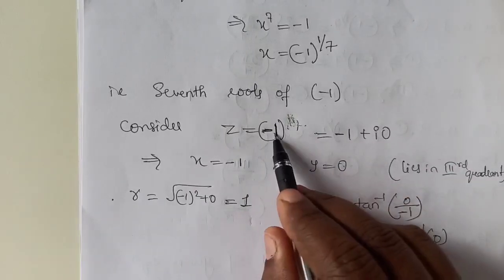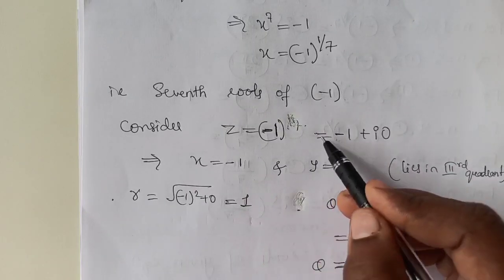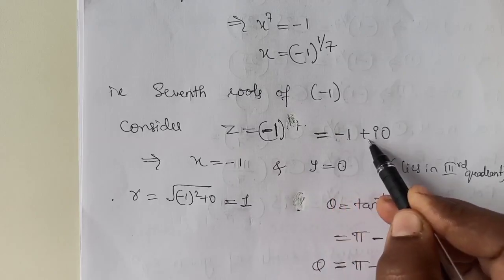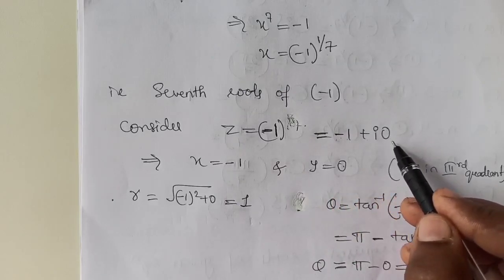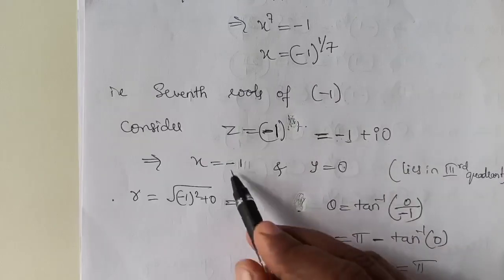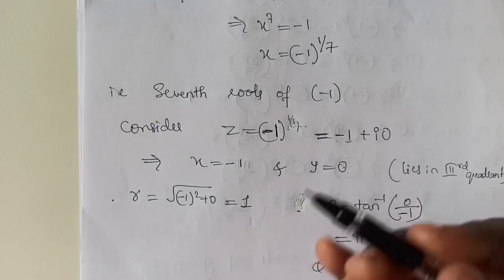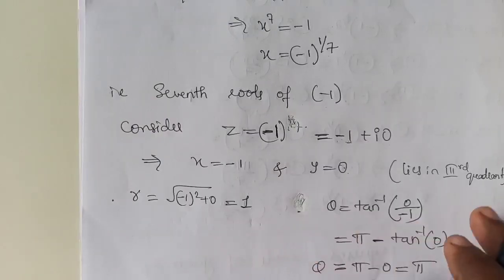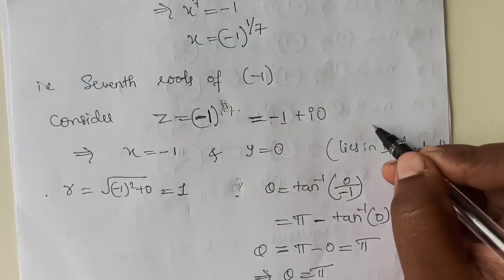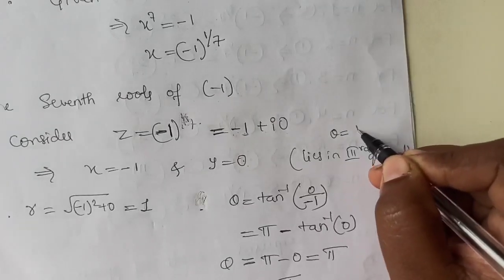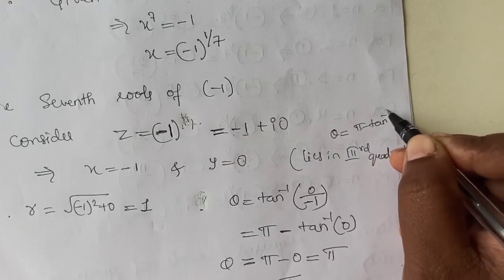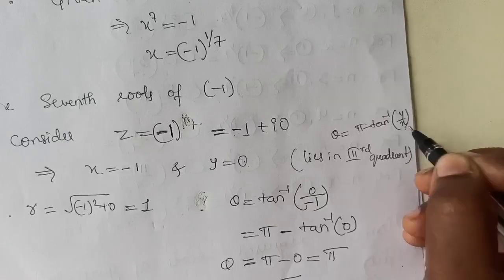Okay, so on transforming into complex number form, this can be written as minus 1 plus i into 0. So that means the x value is equal to minus 1 and the y value is equal to 0. Again, you can observe that this lies in the third quadrant only. Therefore, the theta value will be pi minus tan inverse of y by x, right?